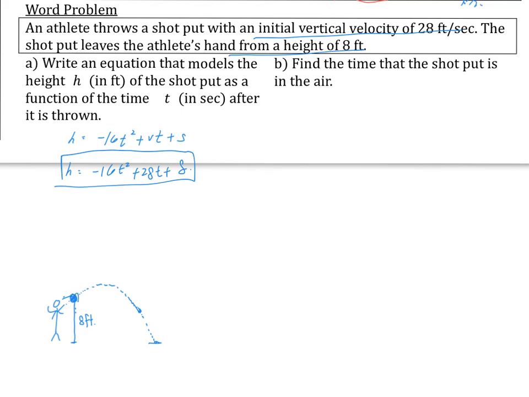So I drew a little picture here. So this is the heavy shot put ball. And then find the time that the shot put is in the air, meaning this entire time before it hits the ground. So basically, we want this to be when h is 0. I'm going to substitute h for 0 and look for the time.